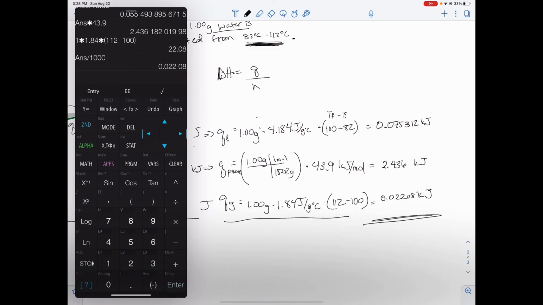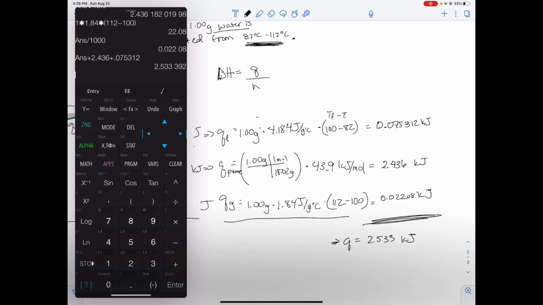Now, if I want to know the total amount of Q, and most of the problems will stop right here, they just want to know the total heat. I'm going to take that number, it's already in my calculator, plus 2.436 plus 0.075312. So I get 2.533 kilojoules. So that's my total right there.